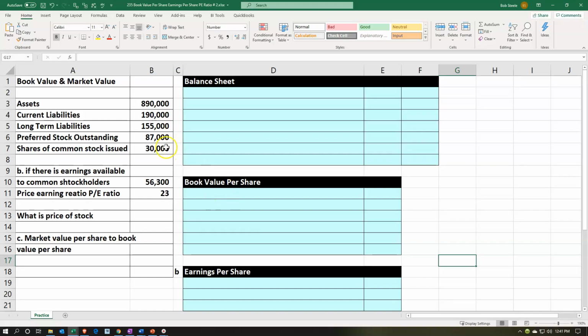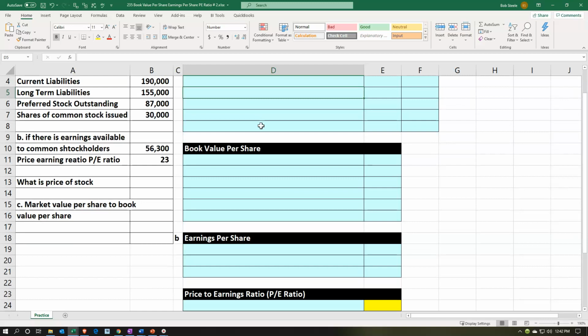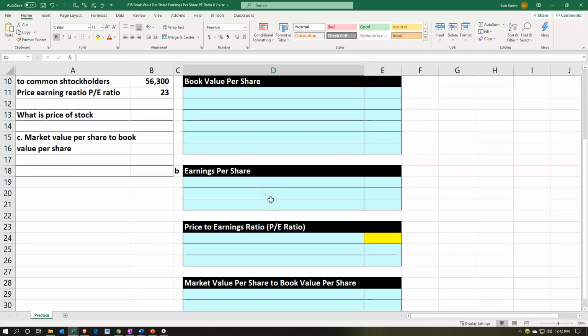Here we are in Excel. We have our information on the left-hand side. We're going to put that into the blue area into our worksheet on the right-hand side. We're going to be taking this information, formatting basically a kind of balance sheet type of calculation so that we can use that information to calculate the book value per share, the earnings per share, the price to earnings ratio, the PE ratio, which we're going to kind of back into in a bit unusual type of situation.